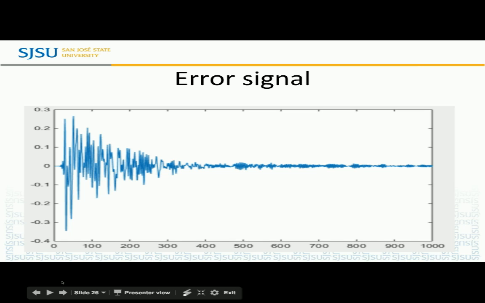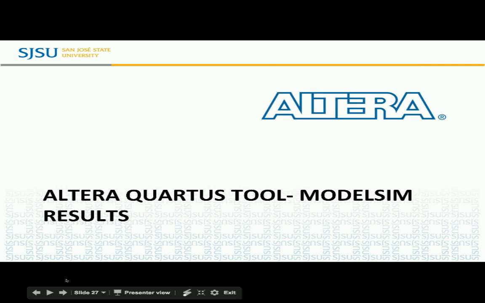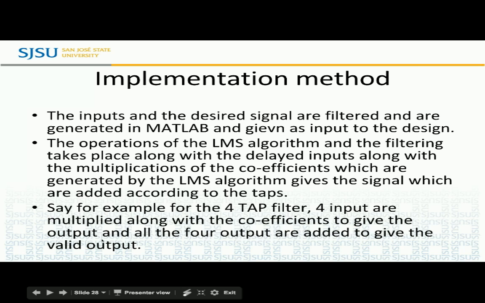Now let us go to the Altera implementation on the Quartus tool. So what implementation method did I use? As I said, the inputs and the desired signal which are filtered are generated from MATLAB itself, and we change that to the binary floating point form, and those were given as 1,000 input samples to Altera in the test bench.